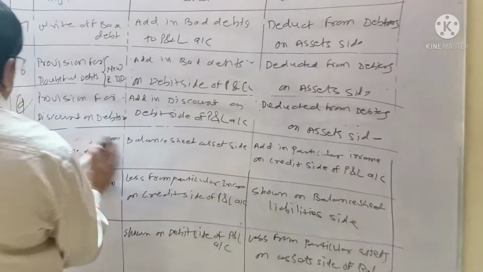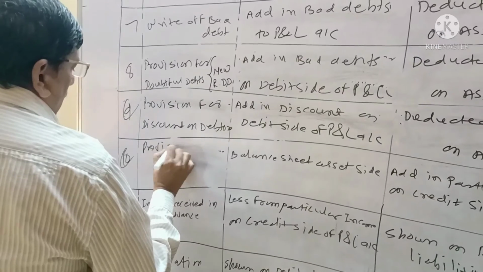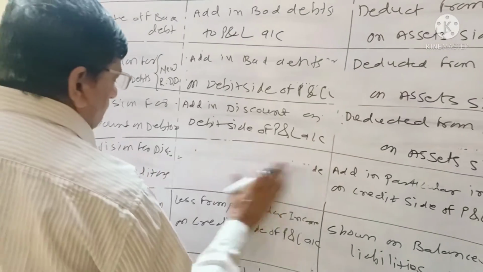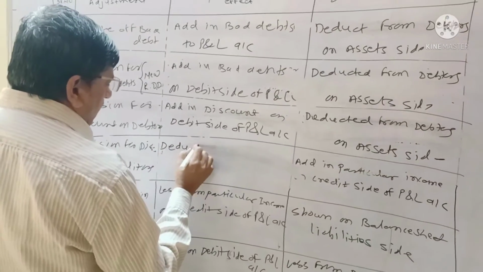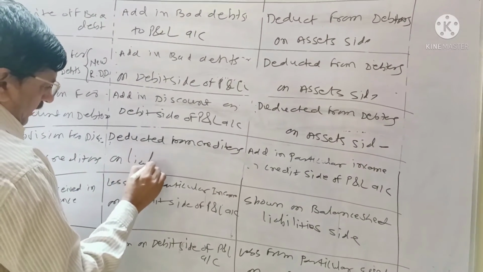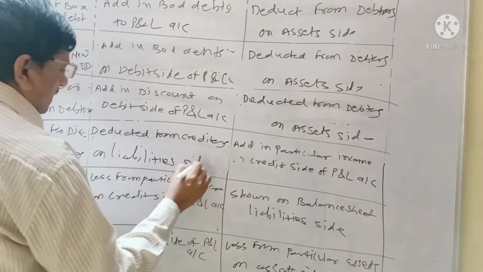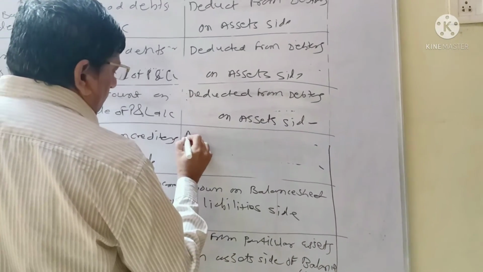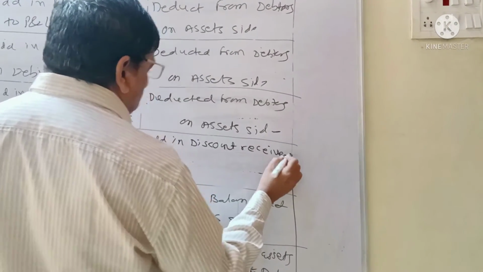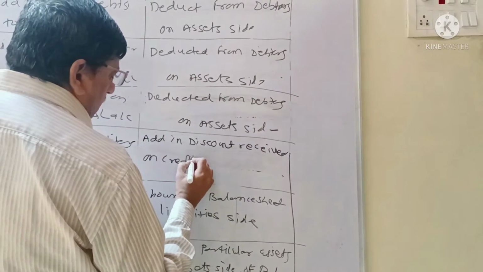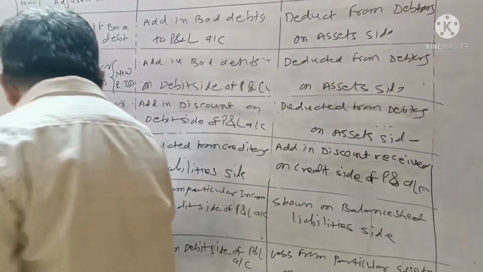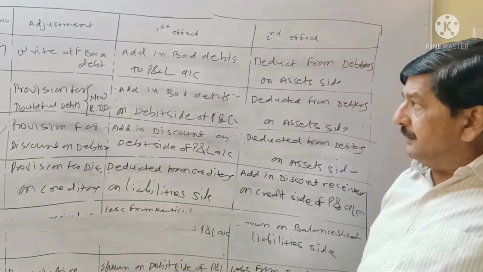Number 10, provision for discount on creditors. It is deducted from creditors on the liability side, and added to discount received on the credit side of the profit and loss account. This is number 10.